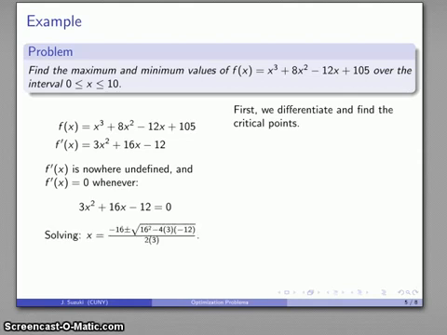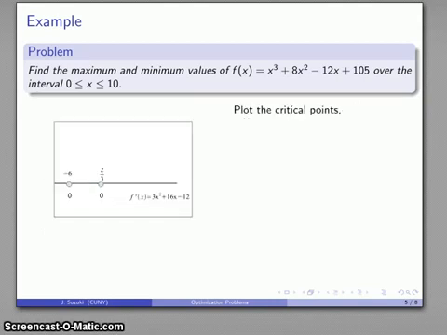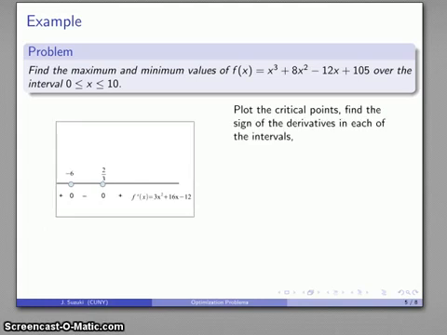On the other hand, the derivative is 0 whenever 3x squared plus 16x minus 12 is equal to 0. So I'll solve that equation by using the quadratic formula. I have solutions x equals 2/3 or -6, and this is just a graphing problem. So I'll plot the critical points, I'll find the sign of the derivative in each of the intervals, and at this point I can draw my straight line stick figure sketch of the graph. It's going to look something like that.